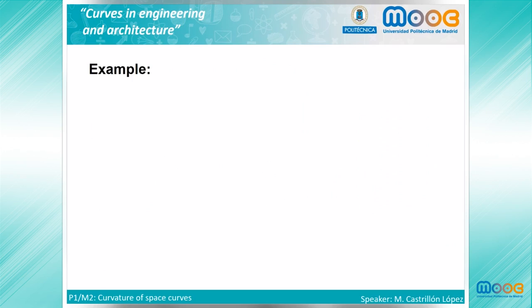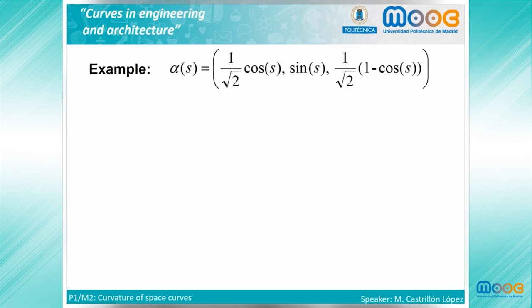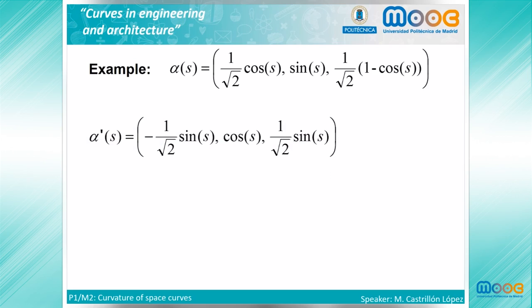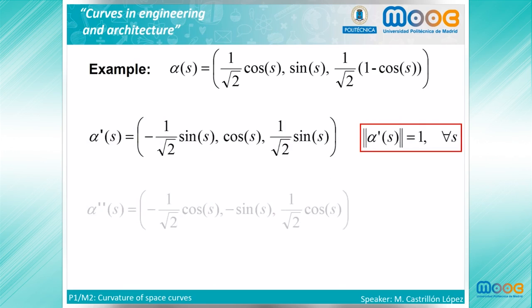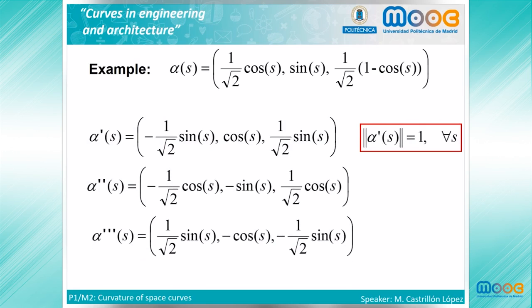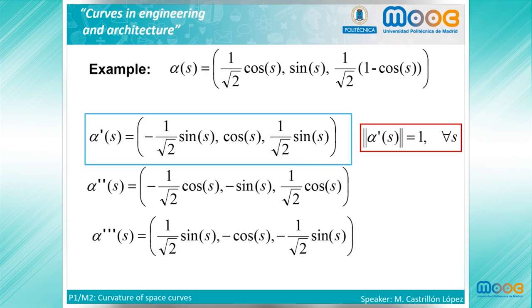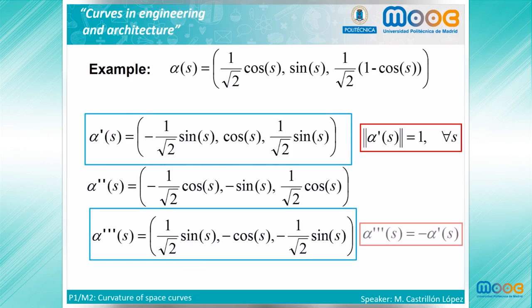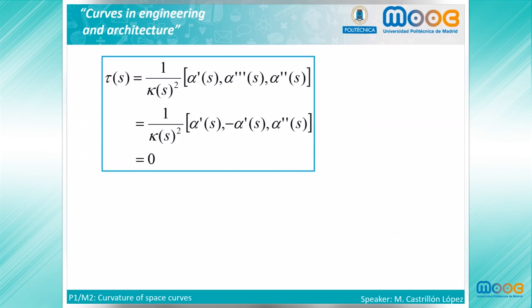We now do an example. We consider a curve parametrized as you now have on the screen. We used that example in a previous video. We compute the first derivative, and it's easy to check that the curve is arc length parametrized. We compute the second and the third derivative, and we see that the first and third derivatives are proportional. This fact implies that the torsion vanishes identically.